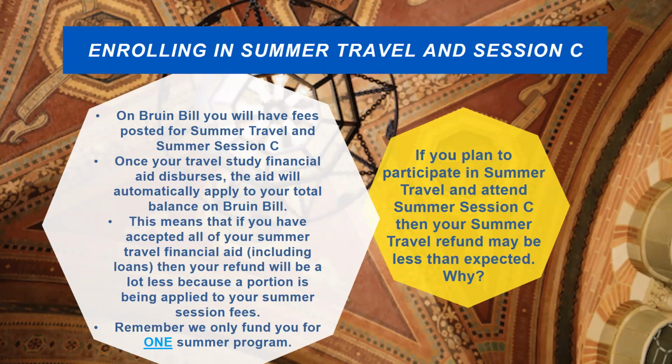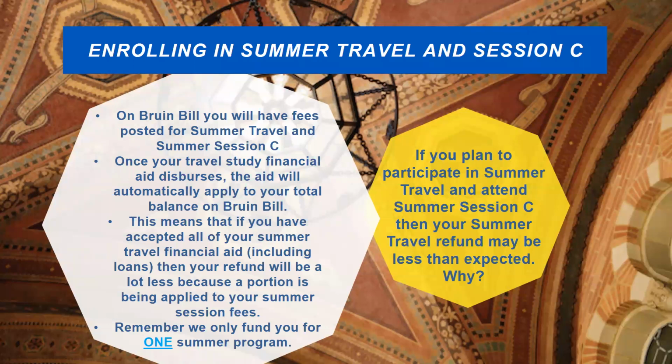Because of the way the system is set up, money goes in and pays whatever you owe. It doesn't distinguish between that. Part of the bill is for summer session C, and part of it is for summer travel. It just sees you have a bill for $4,000, and it sees that $5,000 came in. It pays off the $4,000, and it's only going to give you back $1,000, even though that money is meant to give you back $2,000 for your summer travel program.